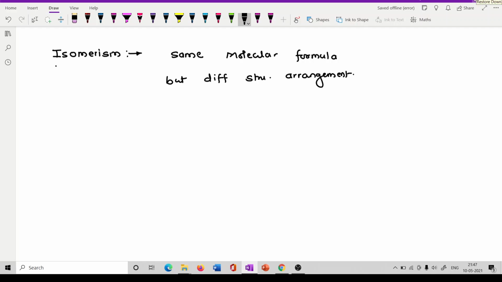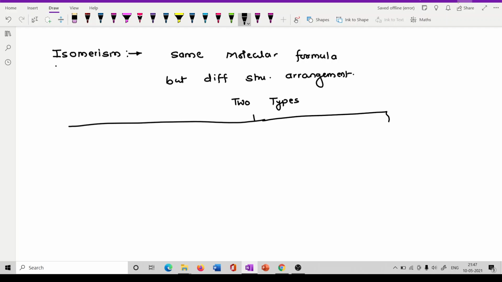Now here in inorganic chemistry, isomerism can be classified into two types. The very first type is structural isomerism, and the second type is called stereoisomerism.